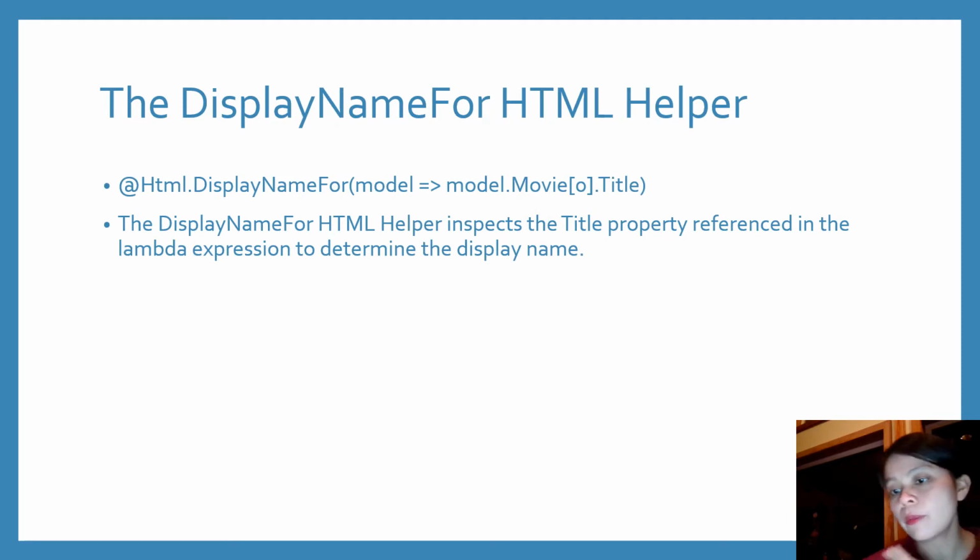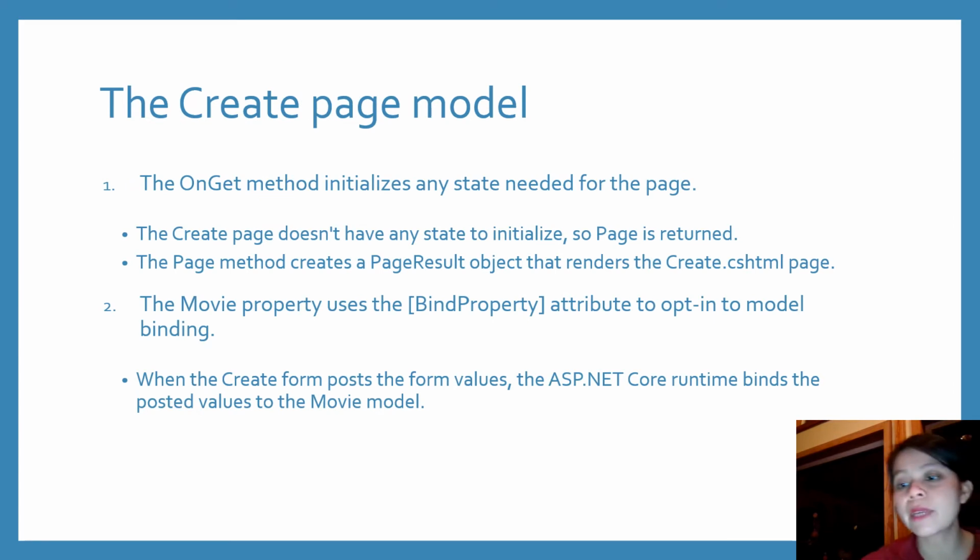You're probably quite familiar with most of the parts of the Razor page, but one thing you might not be familiar with is the HTML helper DisplayNameFor. You might notice the DisplayNameFor HTML helper on your Razor page there. What this does is inspect the Title property referenced in the lambda expression to determine the display name. All right, so now we can move on to the Create page model.